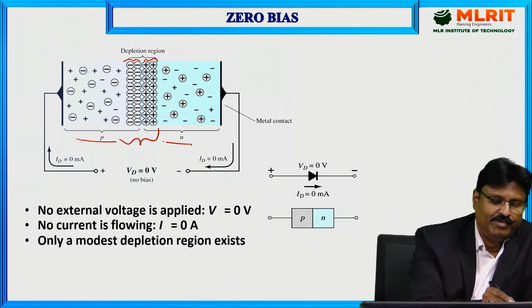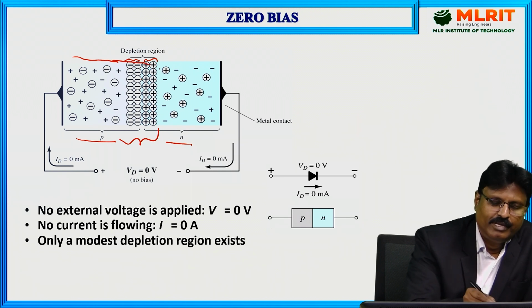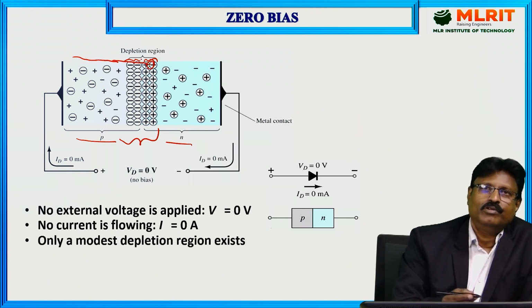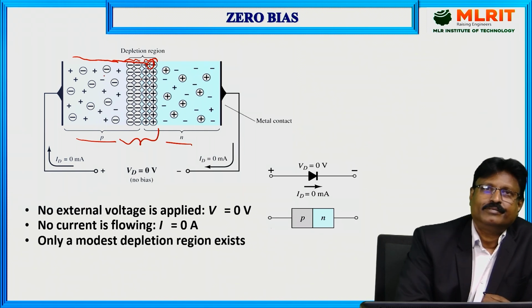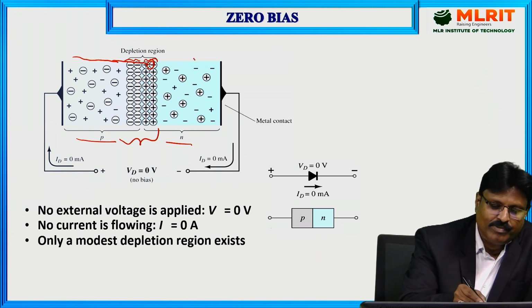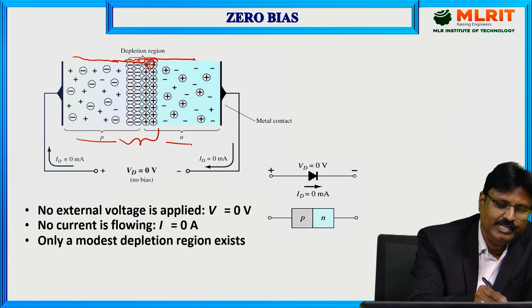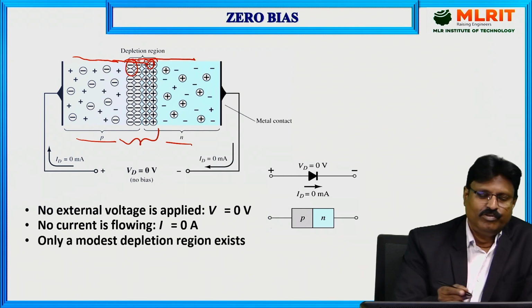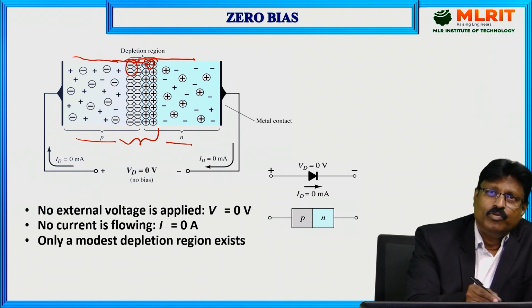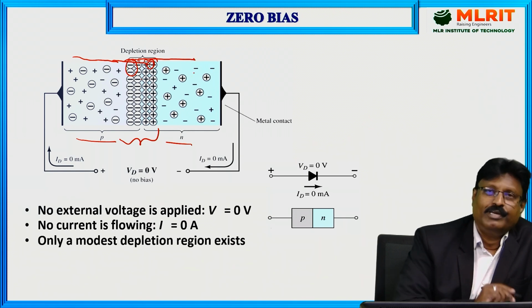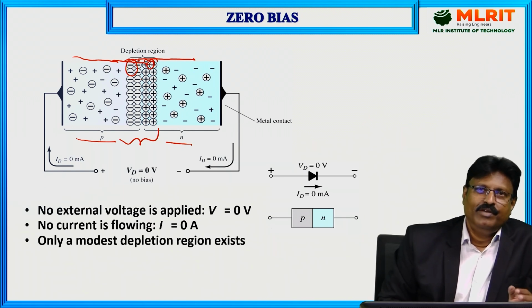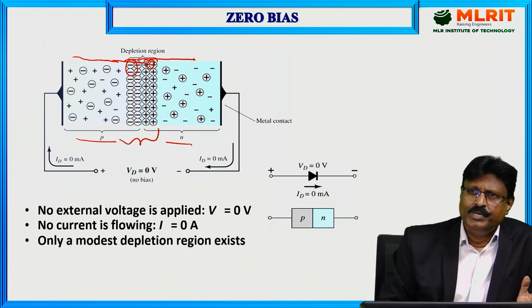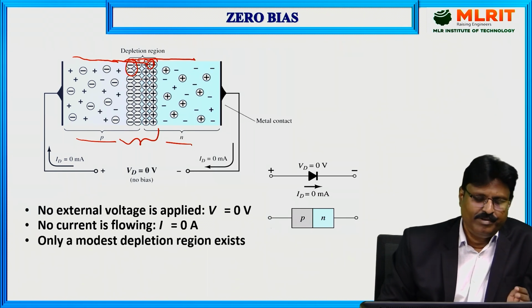Why? Because whenever a hole is moved from here to here, as you can see, a positive charge is there. Due to repulsion, it won't reach into the n side. Similarly, whenever an electron is moved from n side to p side, as you can see, a negative charge is there. Due to repulsion, it can't move further, so it stops here only. So whenever the depletion region is created inside the device, there won't be any further movement of holes from p side to n side and electrons from n side to p side.